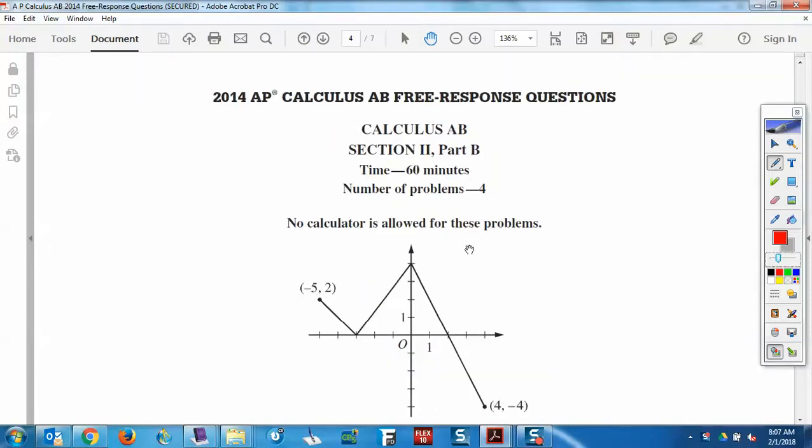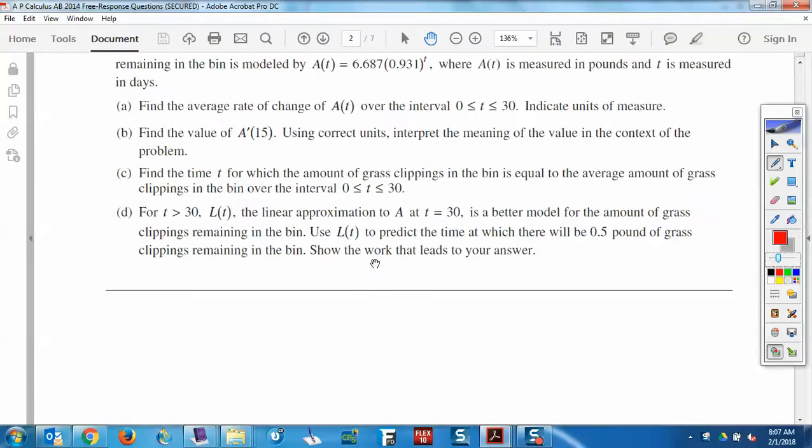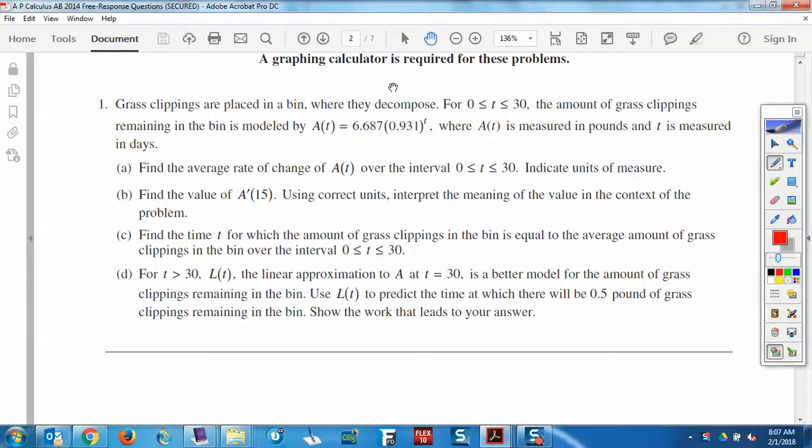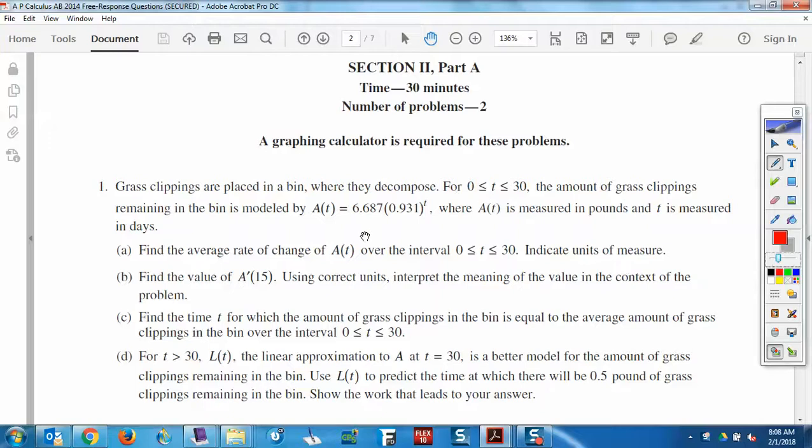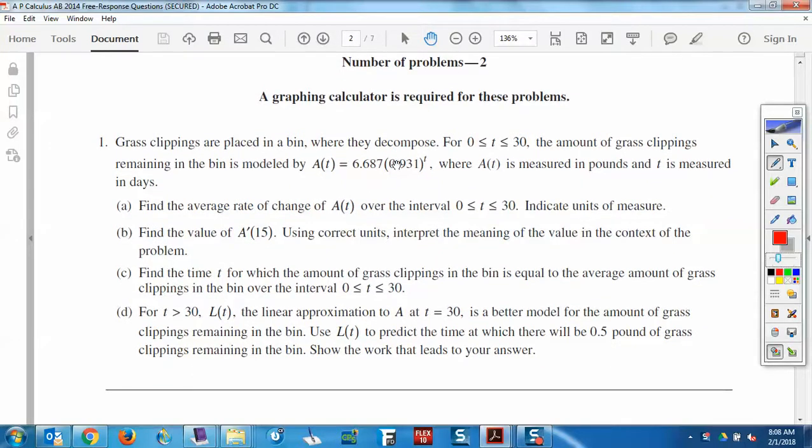Let's just walk through the questions real quick, because there is something to knowing the typical kinds of questions, because it does repeat from year to year. The free response is more about the big ideas of calculus, and those tend to show up over and over again. So this one talks about grass clippings in a bin where they decompose. It talks about the amount in the bin. So we always have amount function, rate function, position, velocity, acceleration, that kind of relationship.